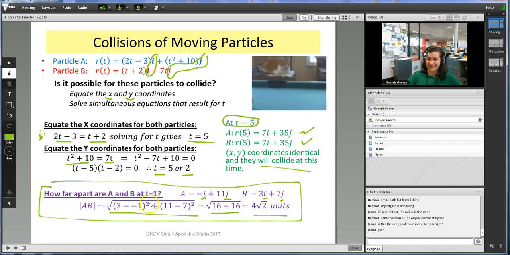And you can also work out if the distance apart is getting greater and greater, because you can actually work this out at t equals 2. So you can determine if they're getting further apart or closer together, depending on the distance between the two objects.